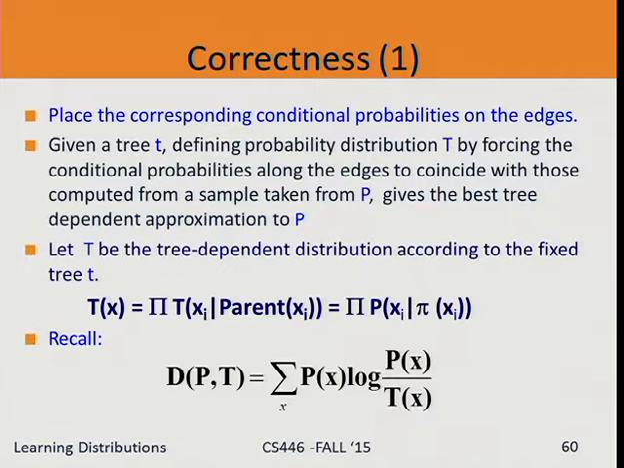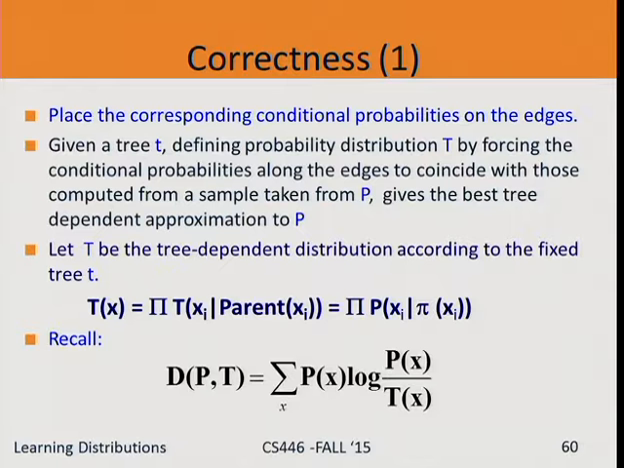Okay, so I'm going to start with one, and I'm going to try to argue why, at the end, placing the empirical conditional probability is the right thing to do. So here is the game we're playing here. You're giving me a tree, lowercase t. And I'm going to define a probability distribution. When it's just a tree and it has no numbers on it, it's not a probability distribution yet. In order to define a probability distribution, I need to place conditional probabilities on the edges. And now the tree with the directions, together with the numbers, uniquely defines a probability distribution.